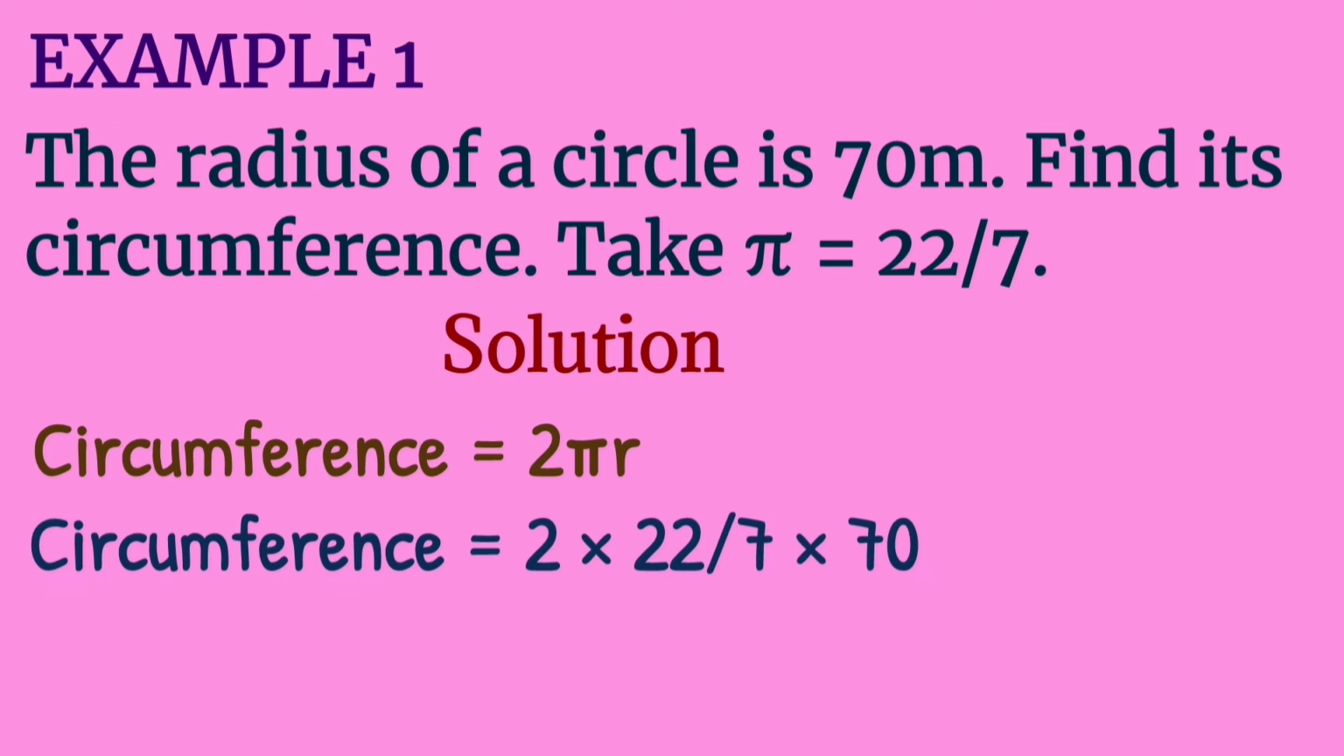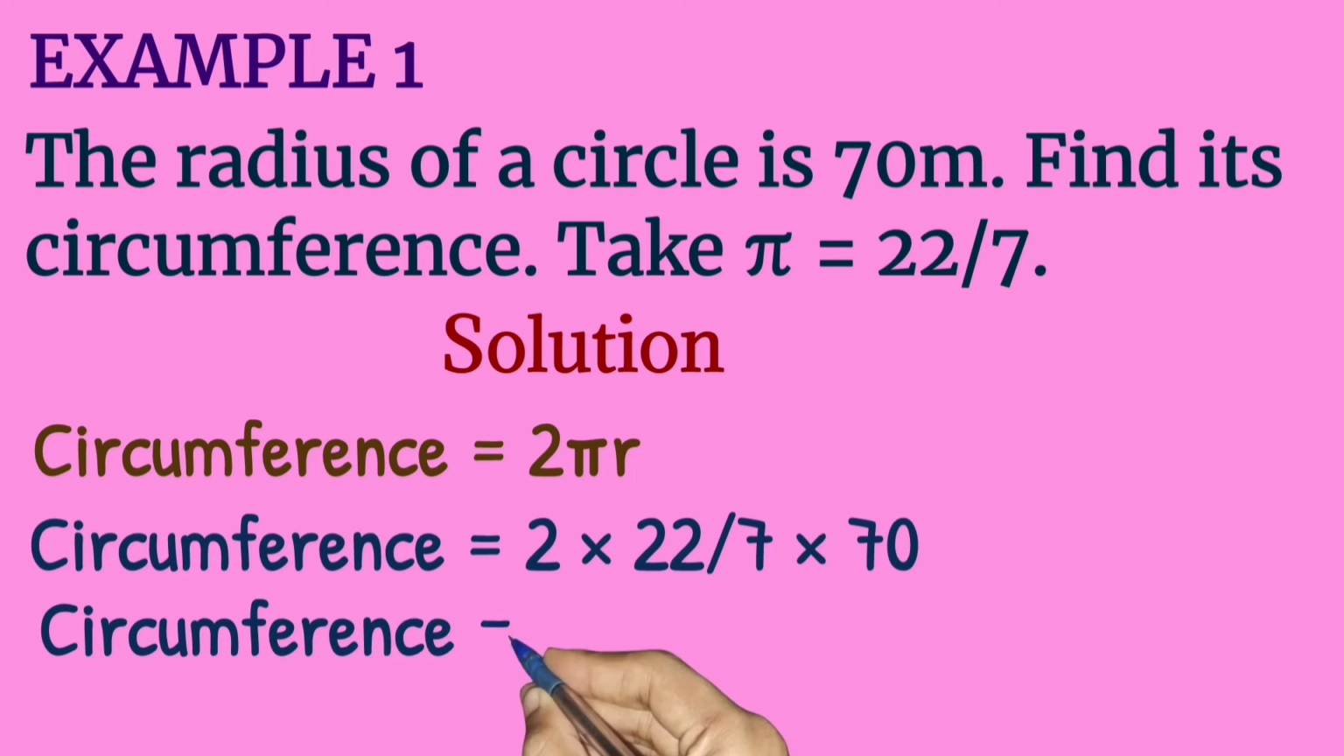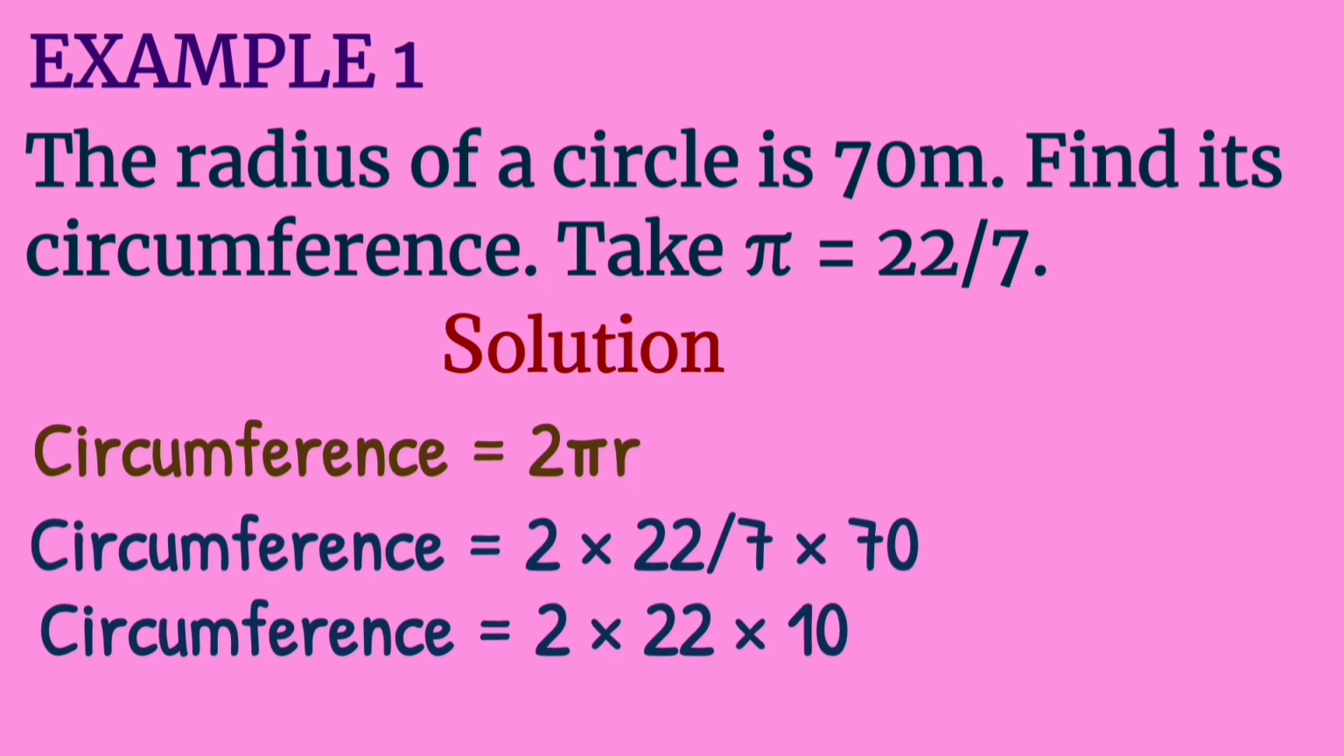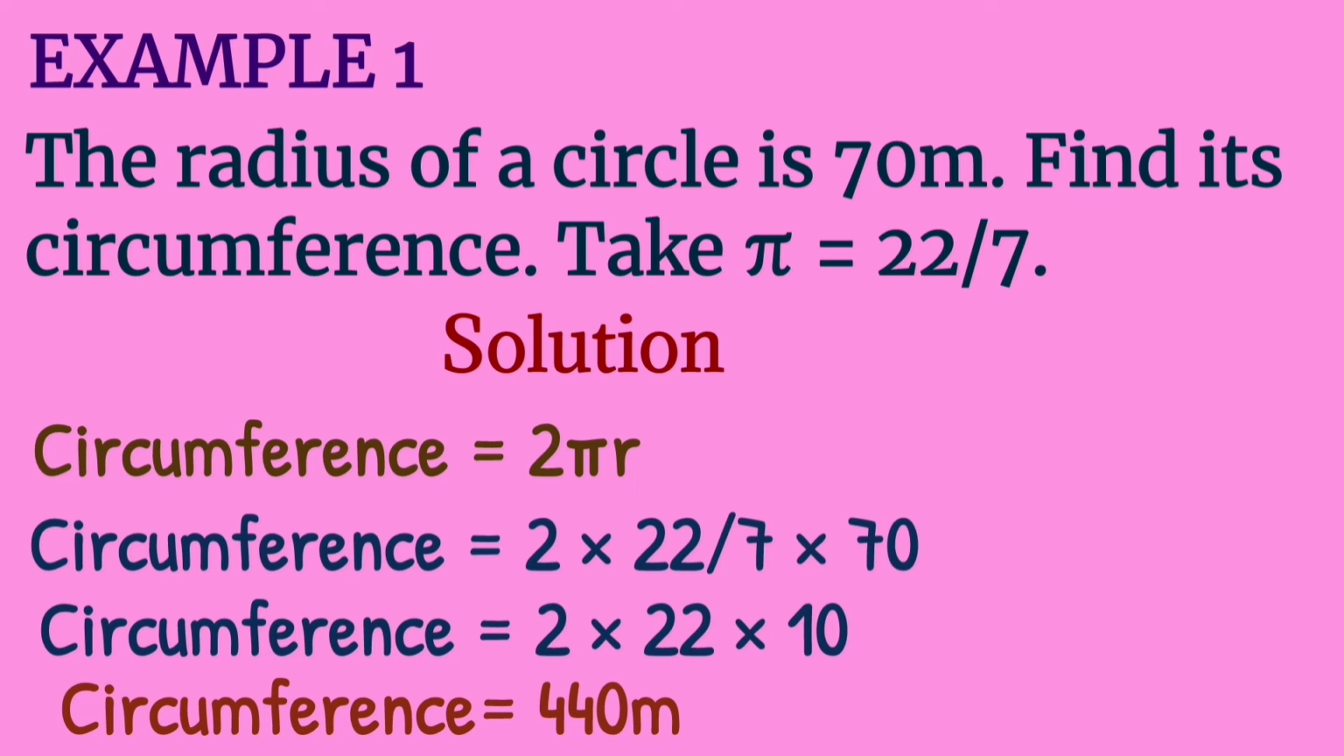70 can be divided by 7 to give you 10. Hence, circumference will be equal to 2 times 22 times 10. 2 times 22 times 10 is 440. Therefore, the circumference of this circle is equal to 440 meters.